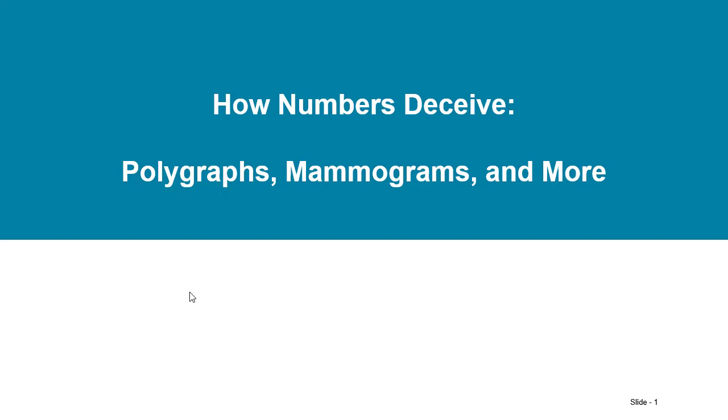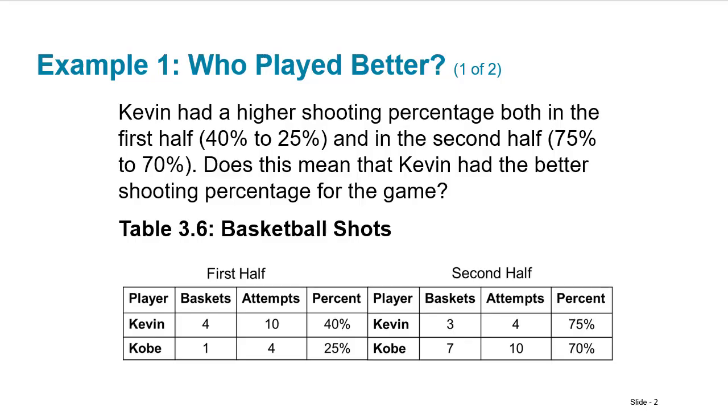Welcome to a very short discussion on how numbers deceive. We're going to look at polygraphs, mammograms, and a couple other examples. So for instance, who played it better? Kevin had a higher shooting percentage both in the first half, 40% compared to 25%, and in the second half, 75% to 70%. Does this mean that Kevin had the better shooting percentage for the game?